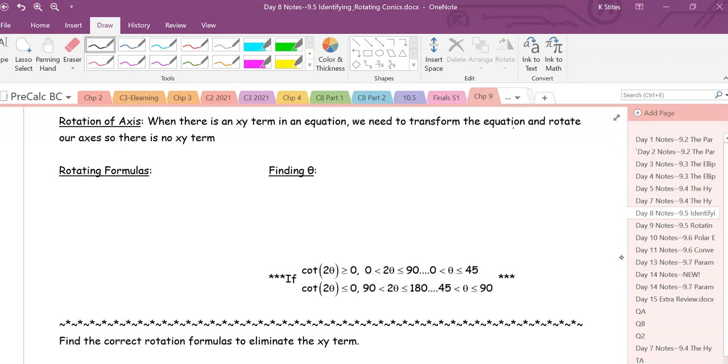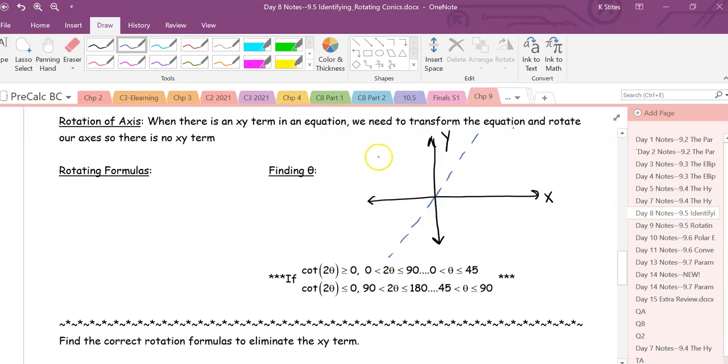So rotation of axes is when there is an xy term in an equation, we need to transform the equation and rotate our axes so there is no xy term. So here's what you've got. Basically, you've got your normal xy axis. And what we are going to be doing is physically rotating our axes.